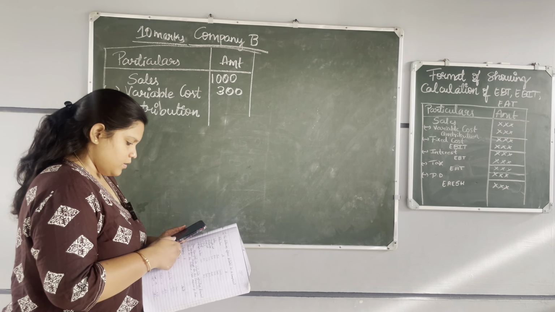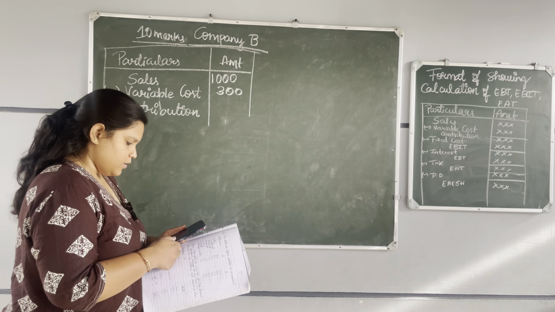Next, for the financial leverage, what is the formula? EBIT divided by EBT. The EBIT amount is 300 and the EBT amount is 200. Take a calculator and do the calculation. 300 divided by 200. How much are we getting? 1.5 times.